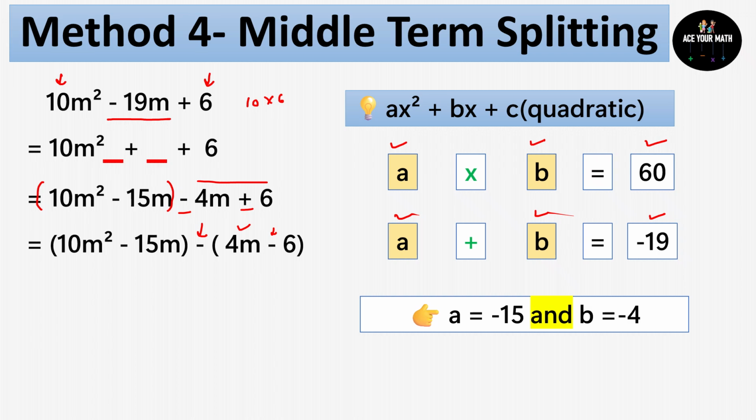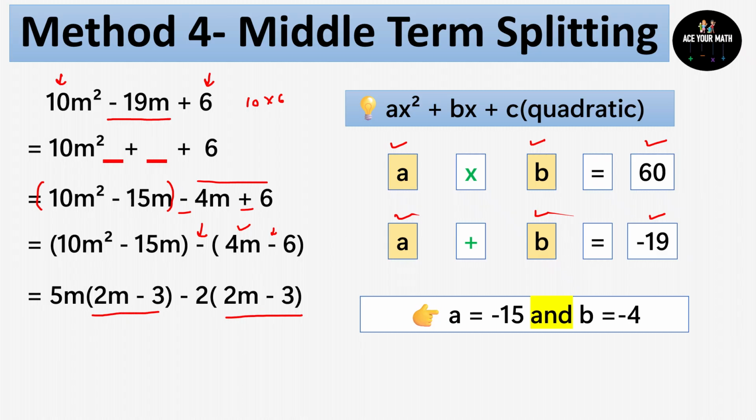Now solve it. For the first term, if you take 5m outside, you will be left with 2m minus 3. And in the second term, 4m minus 6, 2 is common. So if you take 2 outside, you will be left with 2m minus 3 inside. Now 2m minus 3 is common here. See, again there are two terms, 5m times 2m minus 3, minus 2 times 2m minus 3, and 2m minus 3 is common in both of them, right?